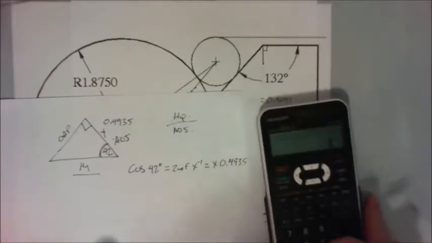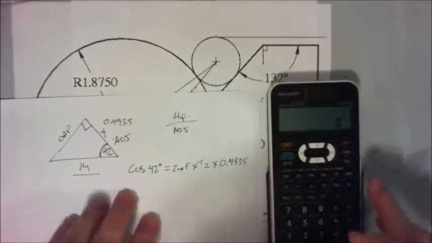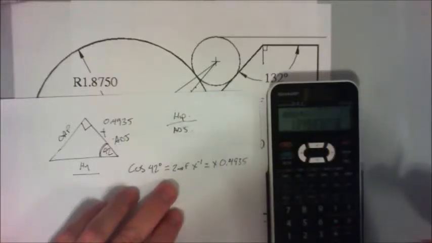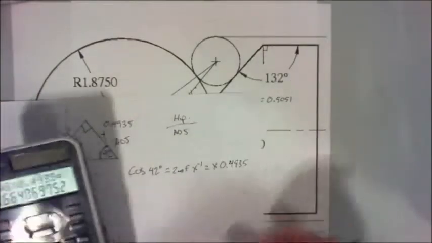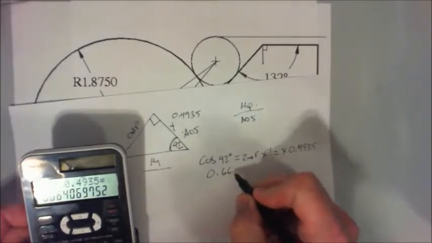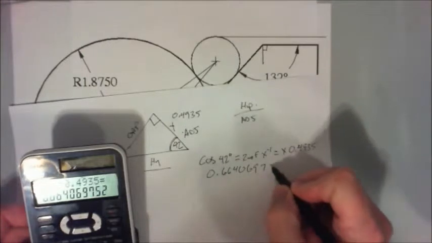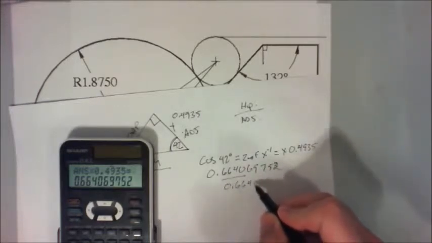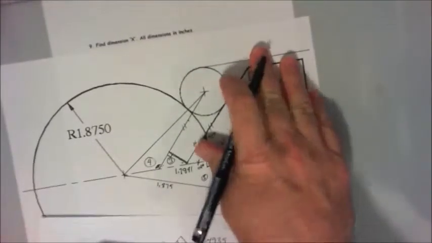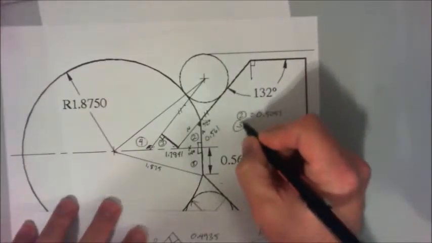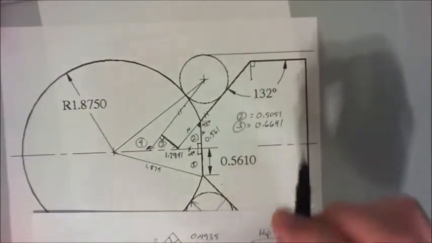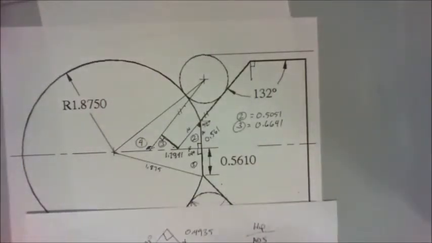Let's type that into our calculator and see what we get. Always double check to make sure we're on degrees. I can't stress that one enough. So cos 42 equals, second function, 1 over, equals, times 0.4935 equals 0.66406952. Okay, we're going to four decimal places, so we're going to say 0.6641. So then on here, the base of triangle 3 equals 0.6641. And that is how you solve for triangle number 3.